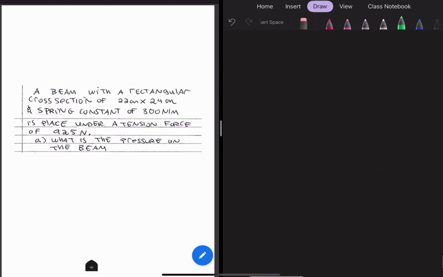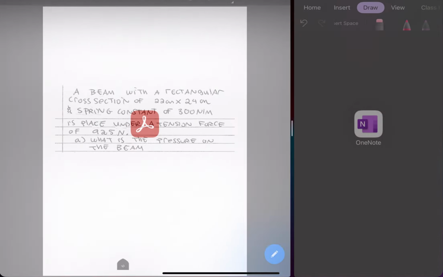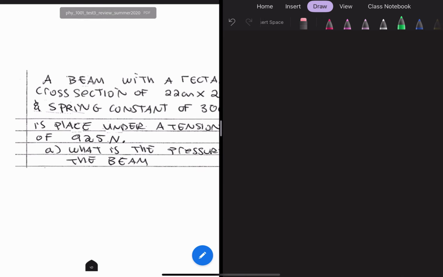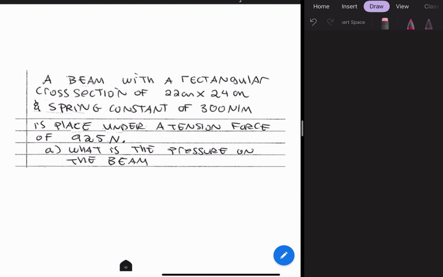Alright, so try this next question. It says a beam with a rectangular cross-section of 22 centimeters by 24 centimeters and a spring constant of 300 Newton meters is placed under a tension force of 925 newtons. What is the pressure exerted on the beam? So go ahead and pause, try to solve this one, and when you're ready, unpause.